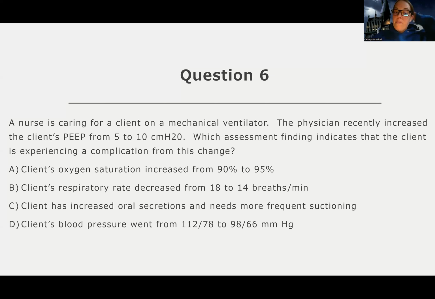So A and B, and I know 18 is not fast, like they're breathing crazy, but you know what I'm saying, maybe they're just chilling. But anyway, A and B are normal, or they're pretty in the normal range. The only ones that are abnormal are C and D, and I'm looking for complications.